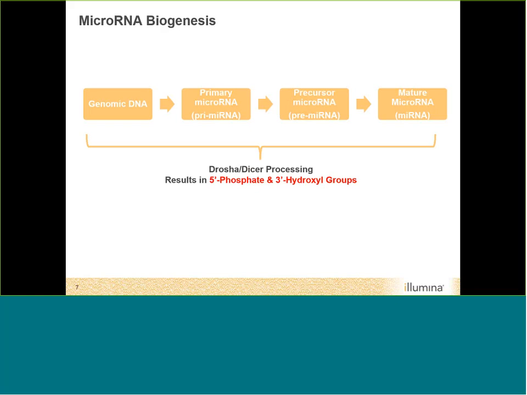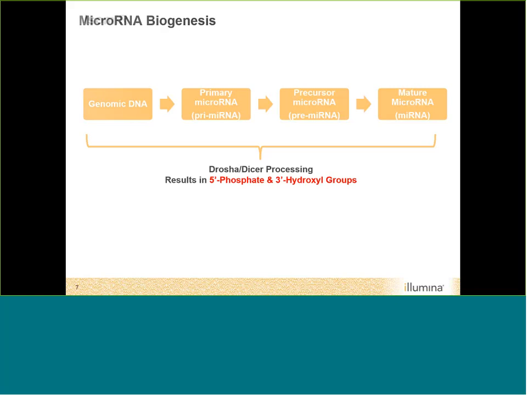And because of the processing by Drosha and Dicer, this results in a unique structure of the mature microRNA, that is the 5' phosphate and the 3' hydroxyl groups. So I want you to keep this in mind because that is the foundation of how our library prep kit is designed. And that's a very important feature of the microRNA. We'll come back to that in future slides.